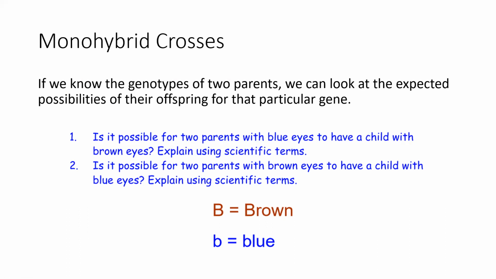If we know the genotypes of two parents, we can look at the expected possibilities of their offspring for that particular gene. So we're going to stick with our brown and blue eye example for now.